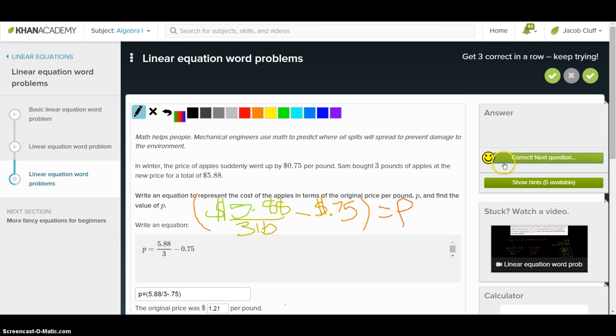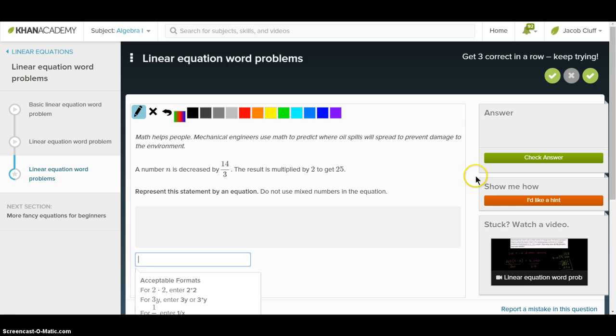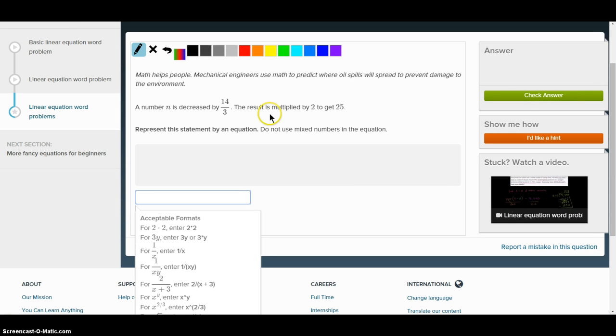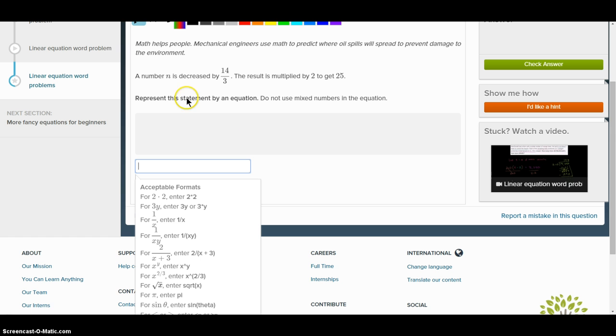Okay, let's see if we can try a next one. Alright, so a number n is decreased by 14 over 3. The result is multiplied by 2 to get 25. Alright, so let's start with this number n. This number n is decreased by 14 over 3. So we're going to subtract 14 over 3 from n. So n minus 14 over 3.